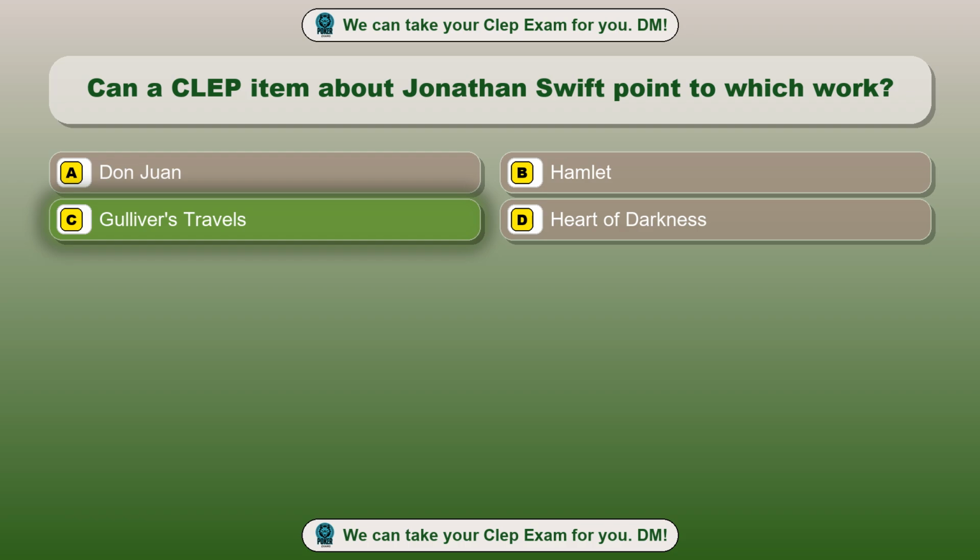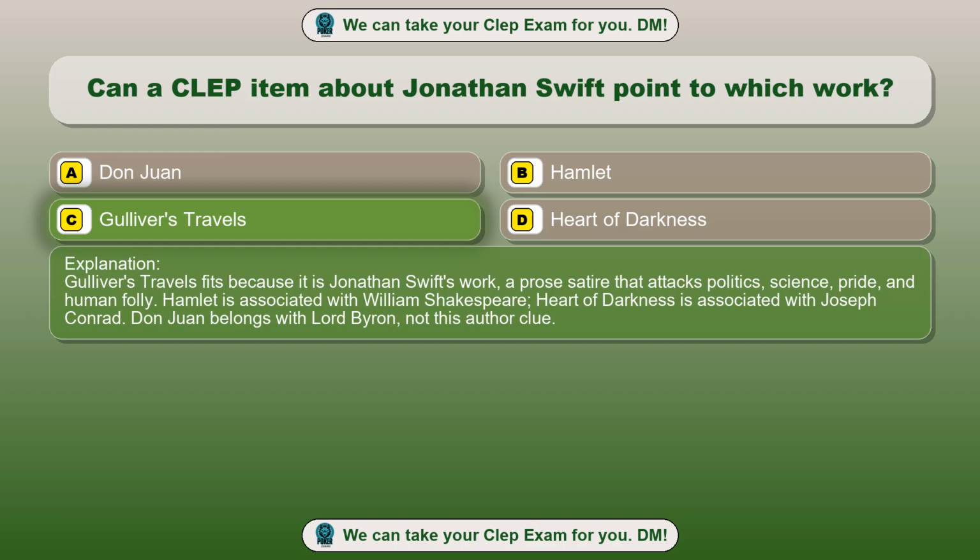Gulliver's Travels. Gulliver's Travels fits because it is Jonathan Swift's work, a prose satire that attacks politics, science, pride, and human folly. Hamlet is associated with William Shakespeare. Heart of Darkness is associated with Joseph Conrad. Don Juan belongs with Lord Byron, not this author clue.